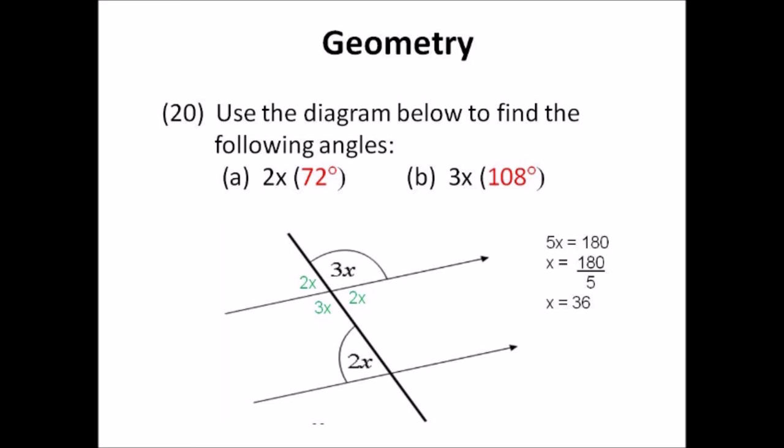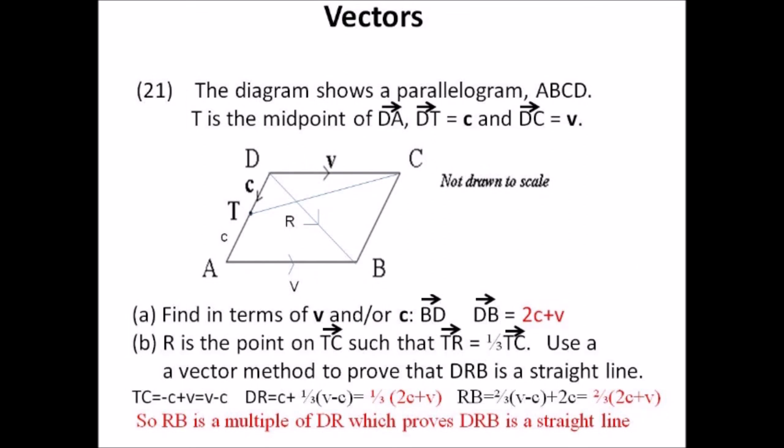Number 21, vectors. So you have to work this quickly. First, you have to find that DB would be 2c plus v. And then to prove it's a straight line, one part must be a multiple of the other. So if RB is a multiple of DR, then it's a straight line. And that's what we prove, because we have 1/3 of 2c plus v, and then 2/3 of 2c plus v. So one has to be a multiple of the other.